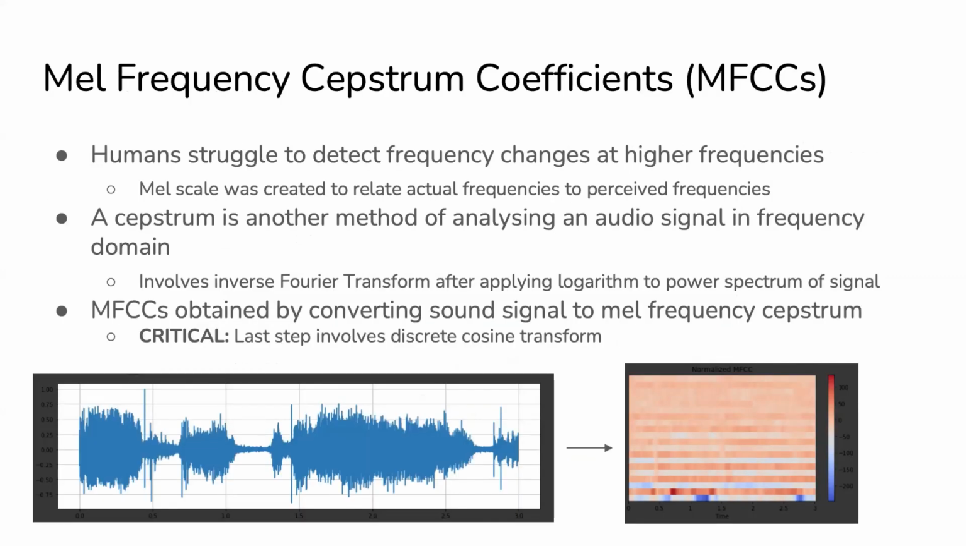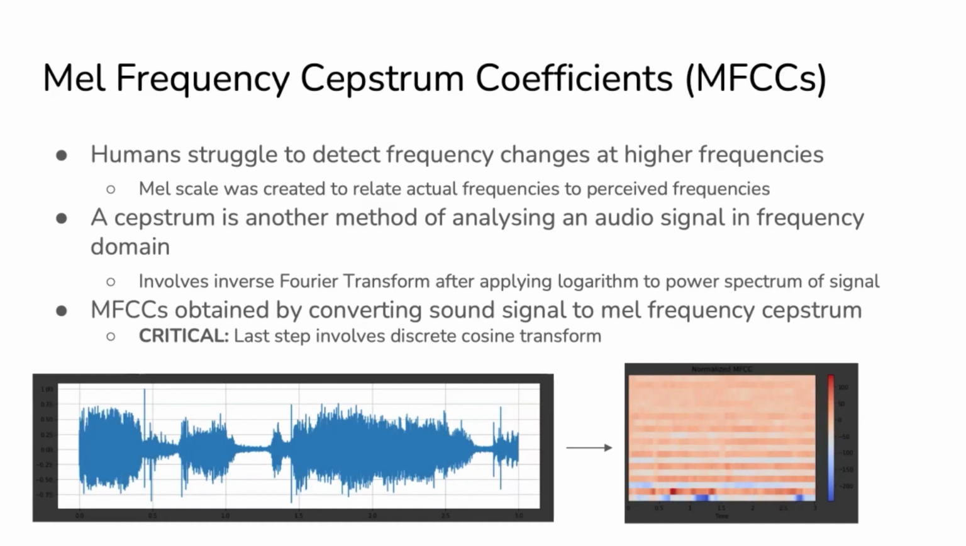So to briefly explain what MFCCs are, we have to understand two separate parts. First of all, humans are much more sensitive to lower frequencies compared to high frequencies. For example, a 10 hertz difference in the 300 hertz range is much more perceivable than one in the 1400 range. And as a result, the mel scale was created, which relates actual frequencies to frequencies that we perceive.